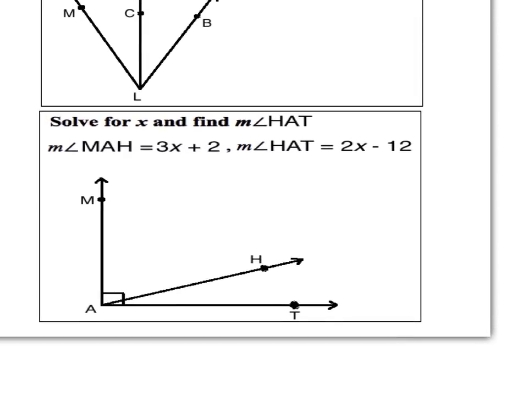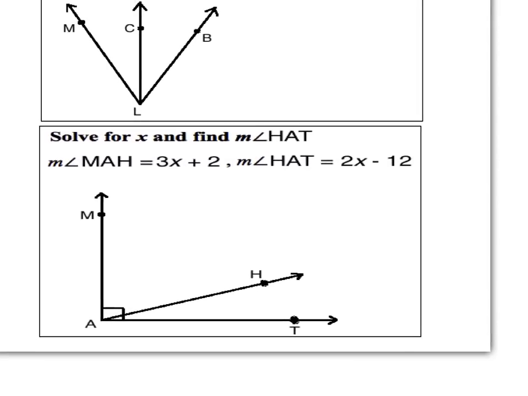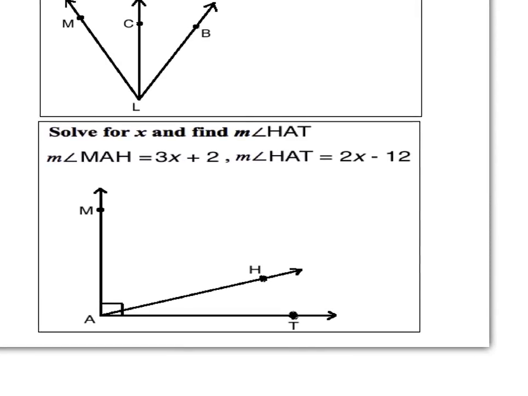And then the very last one here. We're going to set this one up and take a look at this one. It says solve for x and find the measure of angle HAT. Well, it says the measure of angle MAH is 3x plus 2. So I'm going to go ahead and label that. This is 3x plus 2. The measure of angle HAT is 2x minus 12.